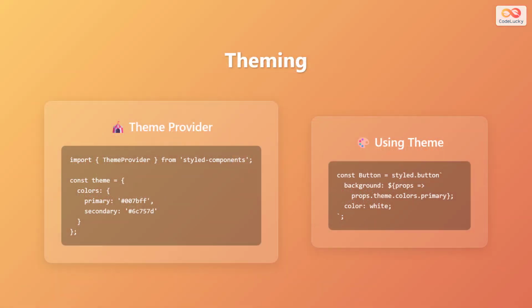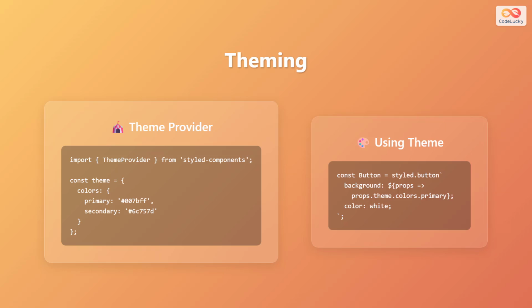Styled components supports theming, allowing you to define a consistent look and feel across your application. First, you need to create a theme object and wrap your application with the ThemeProvider component. For example, import ThemeProvider from styled-components. Define const theme = { colors: { primary: '#007BFF', secondary: '#6C757D' } }. To access the theme values inside your styled components, you can use the props.theme object.